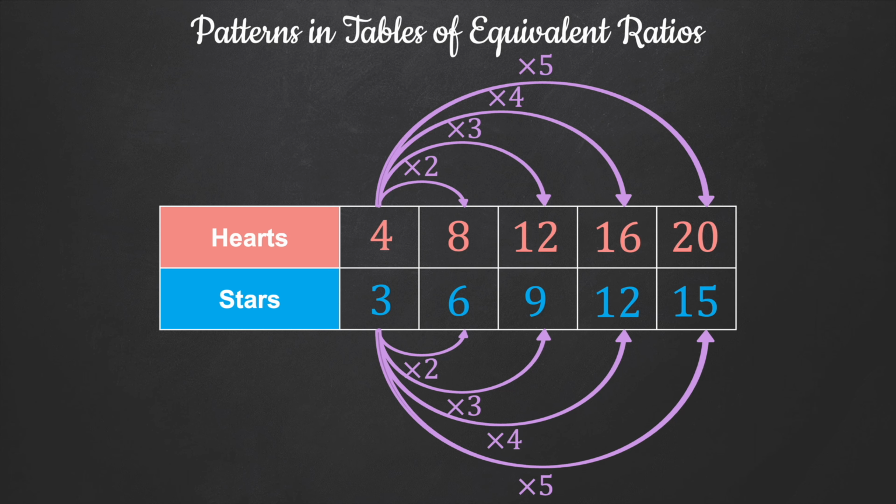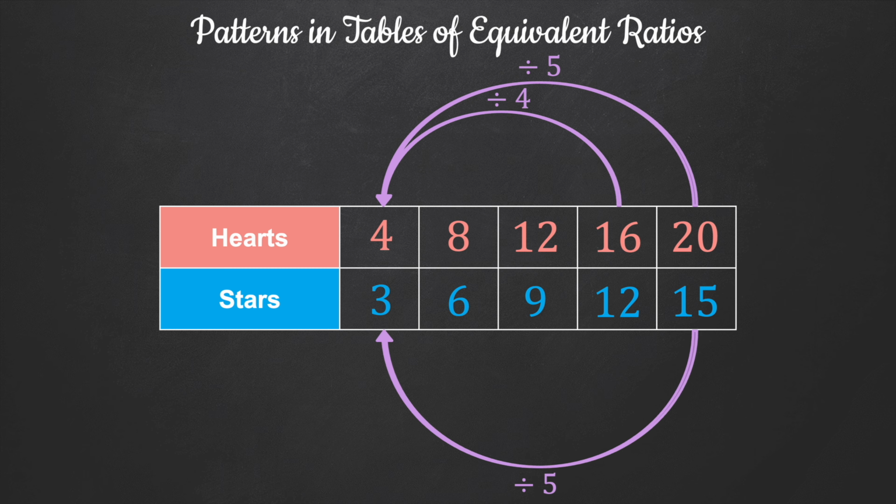We're just taking the ratio 4 to 3 and multiplying it by 2, by 3, by 4, by 5, because whatever we do to the hearts, we have to do the same thing to the stars. We're multiplying it by the same number.